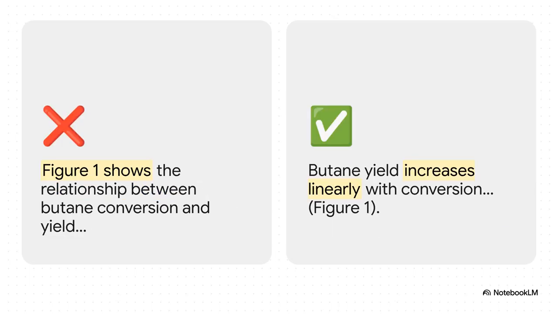Okay, this one is huge. Absolutely huge. Your reader has eyes, right? They can see what the axes are on your graph. Don't waste space just describing the figure. Your job is to interpret it for them. Tell them what to look for. Guide them to the key takeaway. What's the story this graph is telling? That's what you need to write.